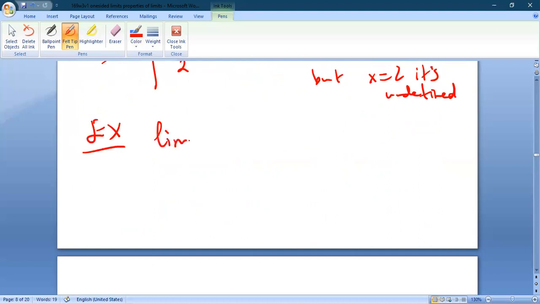Let's say we have the limit as x goes to 1 of square root of x plus 8 minus 3 over x minus 1, let's say.